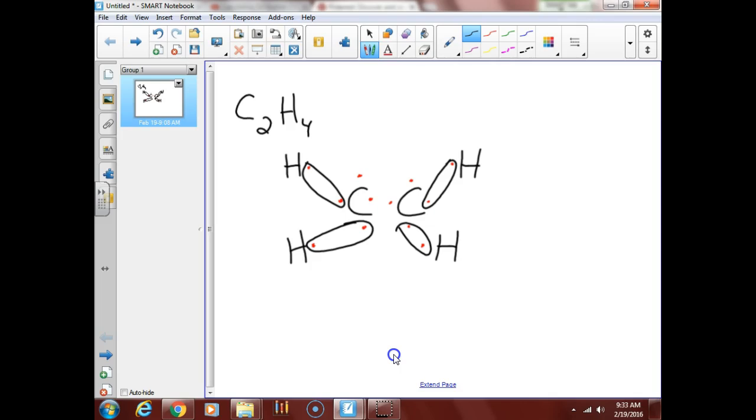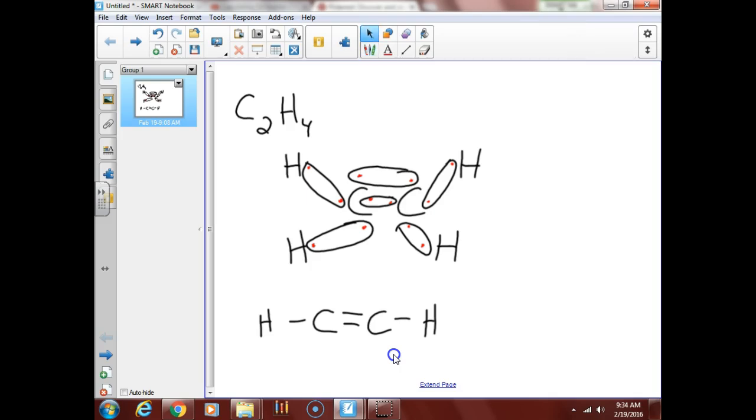That gives each carbon now 6, because if we just look at this carbon, it has 1 from each of these hydrogens, so it had 4, now it's got 2 more, which is 6. So it needs to share with the other carbon. That gives it 7, and then it's going to share these, which will give it 8, and this carbon is the exact same way. Now it has 2, 4, 6, 8. And if you rewrite that using dashes, this is going to be the structural formula. This is what you end up with.